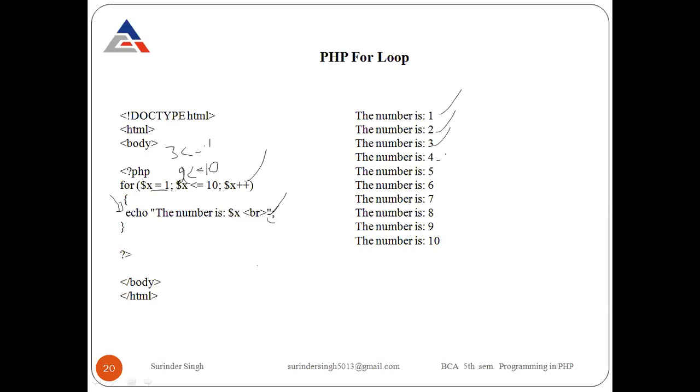Clear? This process will continue whenever the condition is true. After printing the value 10, it will increment x, and now x has the value 11, and it will check the condition. Now the condition is false, so it exits from the for loop. Clear?